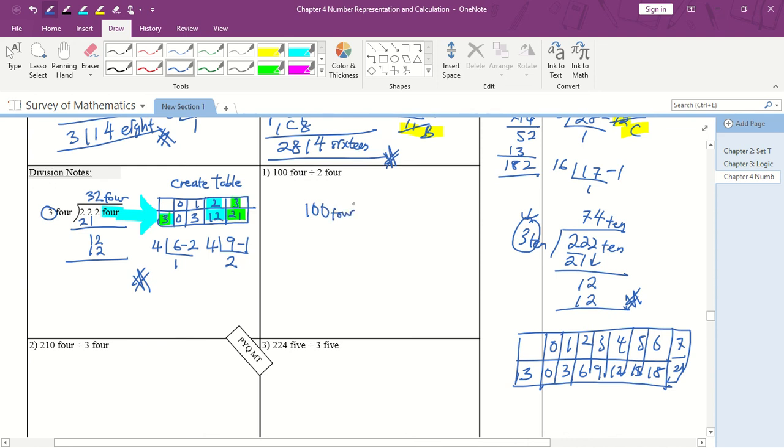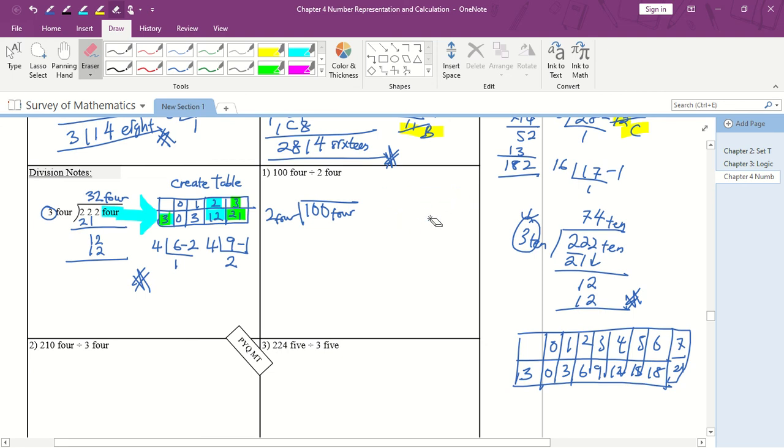Okay, again, this is base 4, and let's try to solve it. 100 base 4 divided by 2 base 4. Of course, we need to create a table, although I know it's on the side, but let me create one more here. So it becomes 0, 3, 12, and 21. Okay. And now, sorry, one thing.